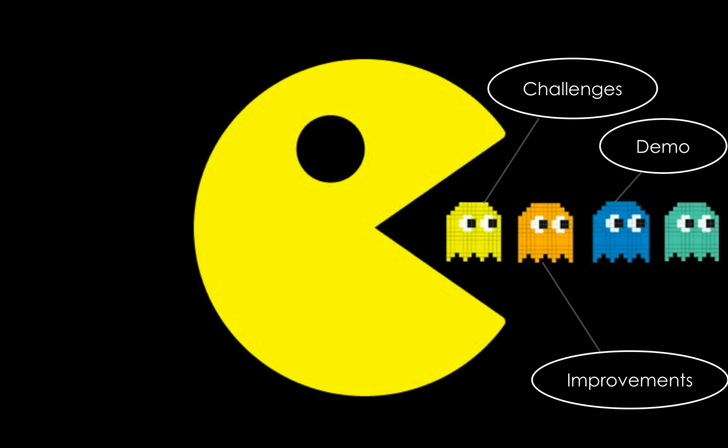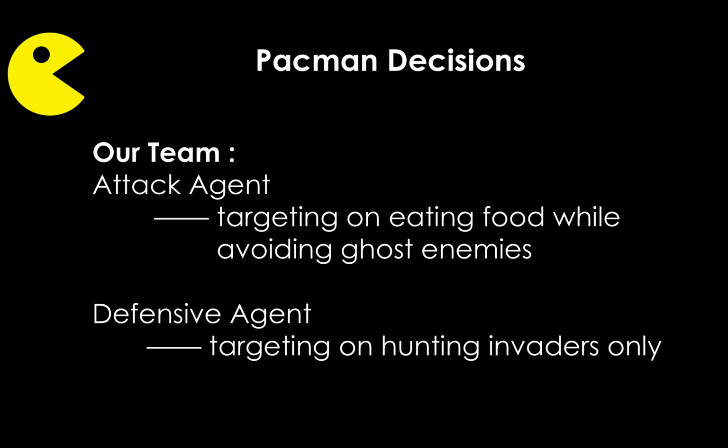We have decided to have two agents which have distinct responsibilities in our team. One is the attack agent. It focuses on eating foods. It will target the foods by distance and whether the foods are near enemies. For instance, if there are no ghosts nearby, the attack agent will try to eat the food that is the closest first.